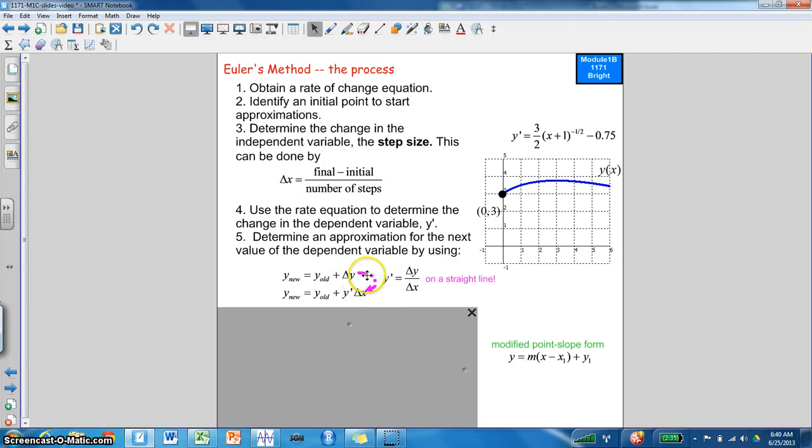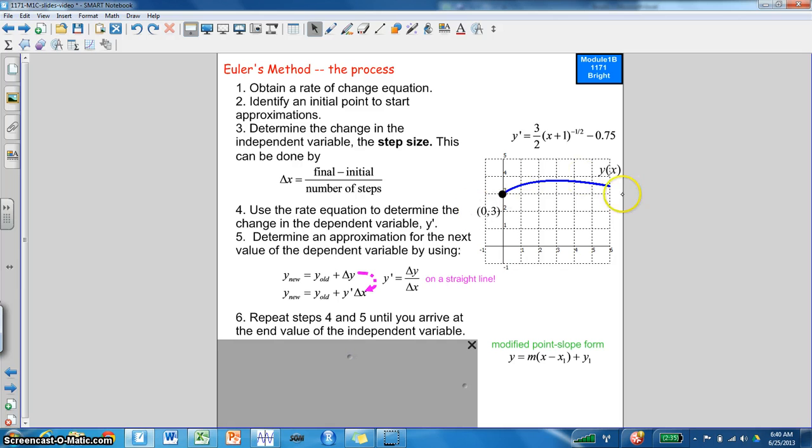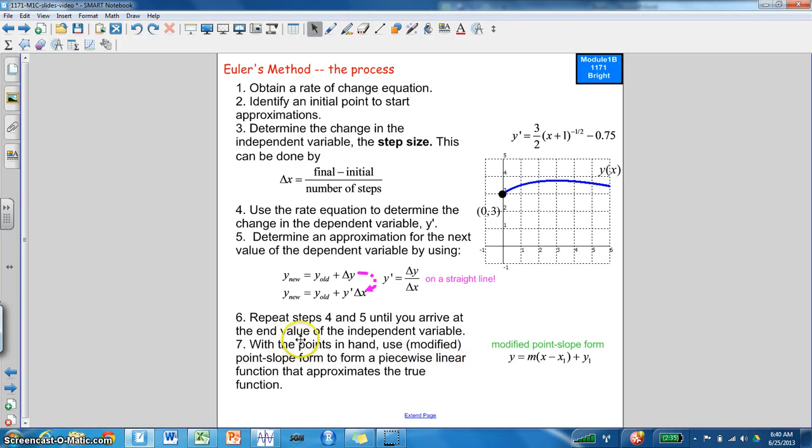And remember from Module 1A that really this step comes from the fact that y prime, the instantaneous rate of change, is equal to the average rate of change on a straight line, and here we're doing straight line approximations, so we're okay. And then you have to repeat 4 and 5 until you arrive at the other side here, so we would stop whenever we get to an x value that has 6 in it, and then lastly make a piecewise linear function using modified point slope form.